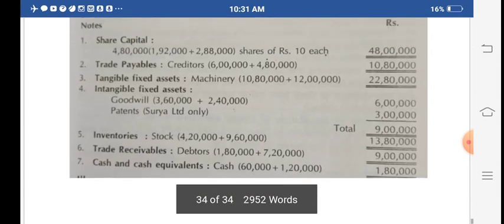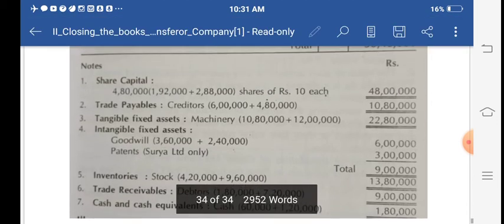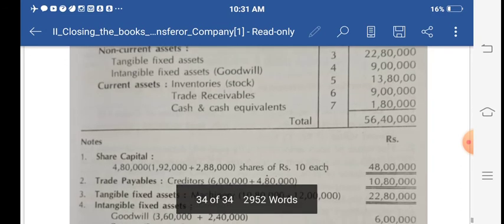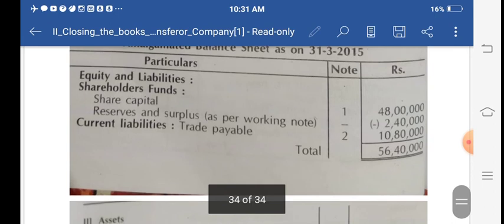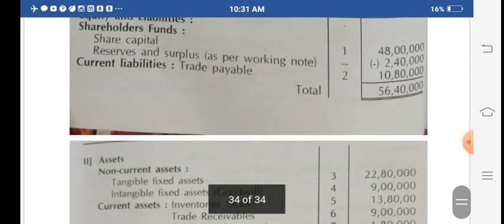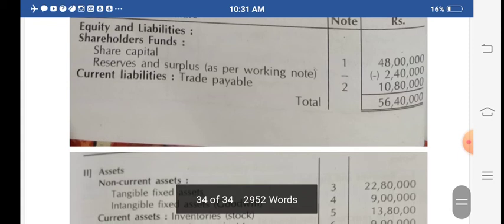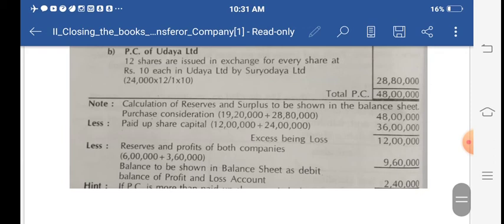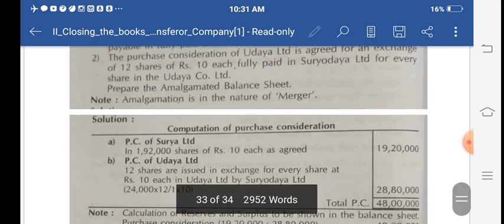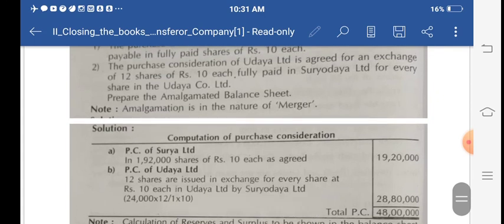Here the note is also given, so this note you have to write in your book. It's a very easy problem. It will come for 5 marks or for 10 marks, and it's very important, so just try to understand. As well as the problem is also given here. The note is there for the calculation of the reserve and surplus to be shown in the balance sheet, how the debit balance of 2,40,000 came for Suryodaya Company Limited for the preparation of the balance sheet.